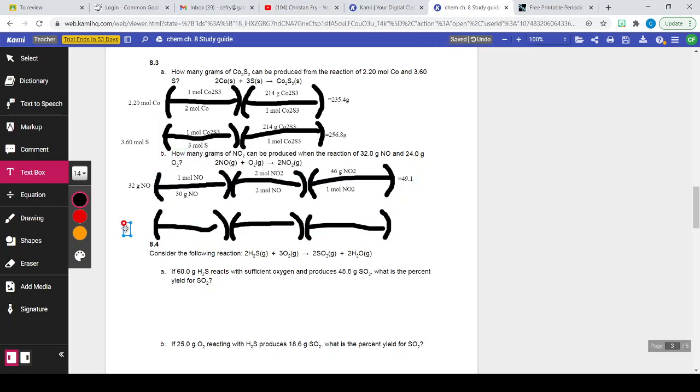24 grams of O2. We know that oxygen weighs 32 grams per 1 mole of O2. Okay, now here comes the mole to mole. We're going to use the equation. 1 mole of O2. There is still 2 moles of NO2. You notice these last 3 things that I'm filling out will always be the same. 1 mole of NO2. It's going to be 46 grams of NO2.